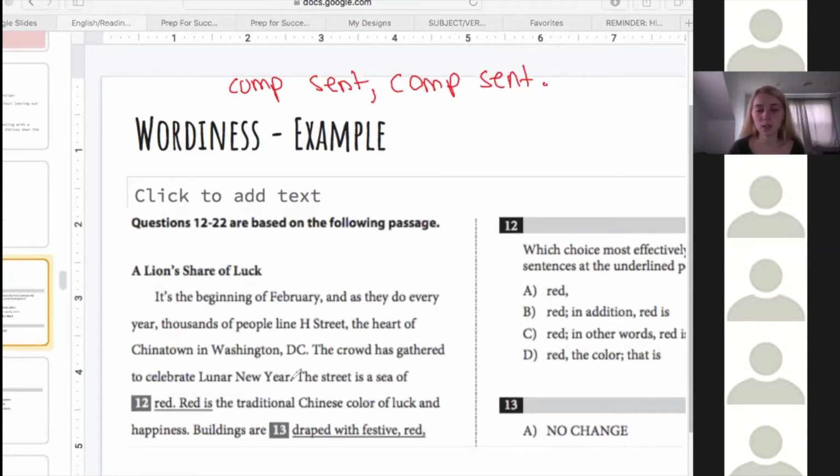So here, the street, that is going to be my subject. Now, what is the street doing? Well, it's being a sea of red. So that is now my predicate. So right there, I have my subject and predicate. Great. Now, once I add the comma, I'm taking out red is. Now, if I kept red is and I said red is the traditional Chinese color of luck and happiness, now you're correct. It's going to be a comma splice.